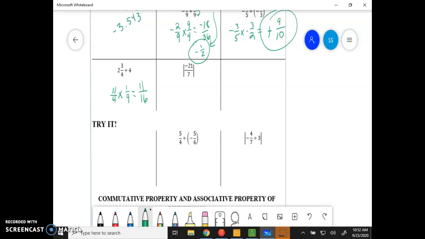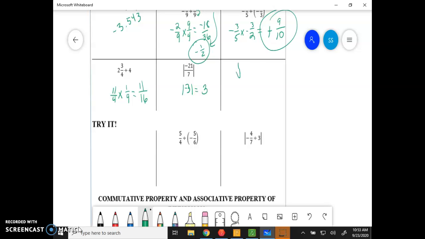So we have negative 21 over 7. We just want to simplify in here first, so just divide that out. That is negative 3. What's the absolute value of negative 3? It is positive 3. All right.